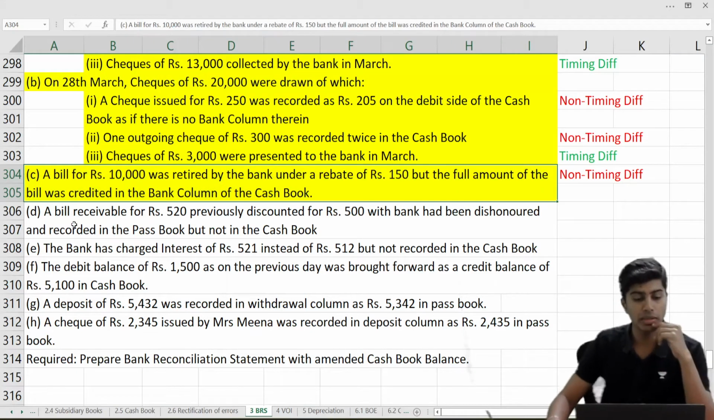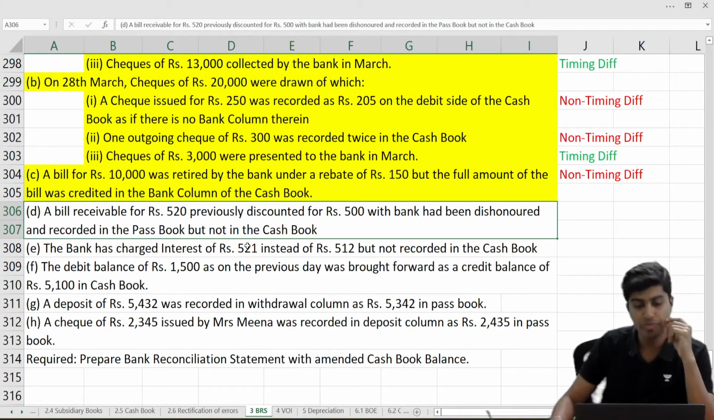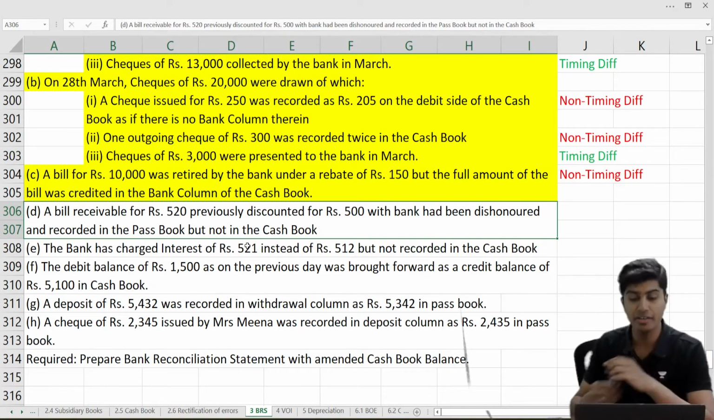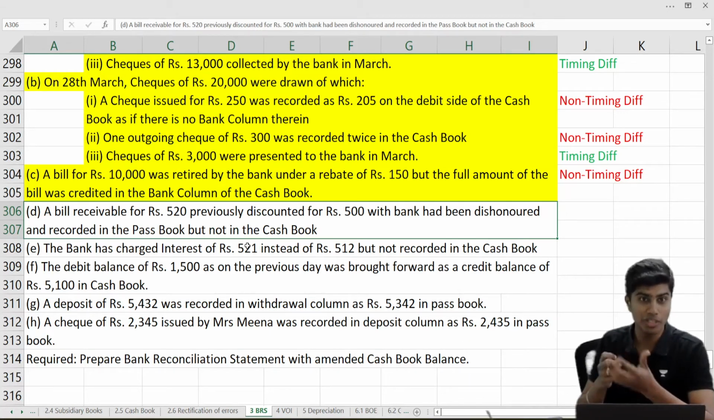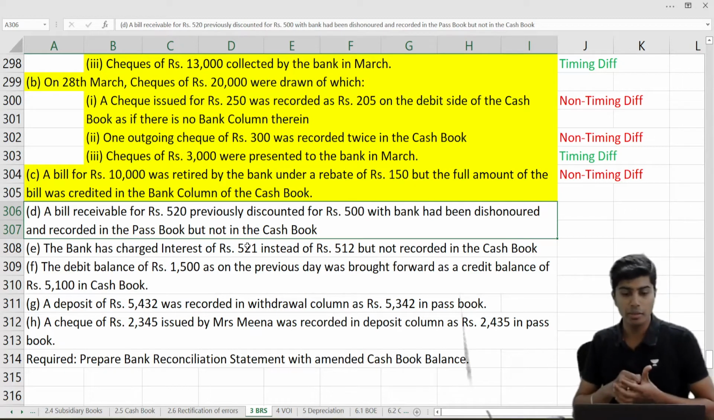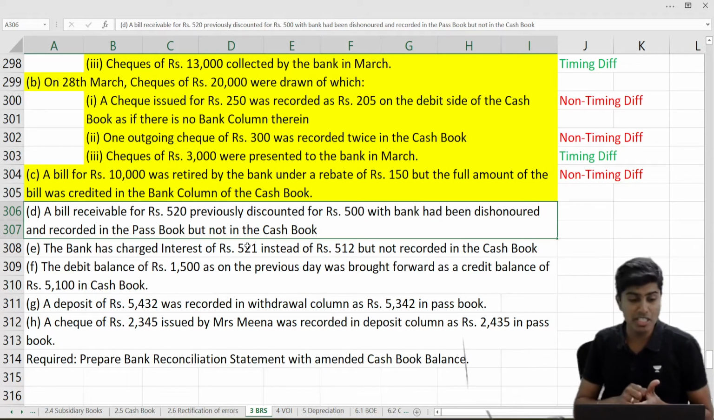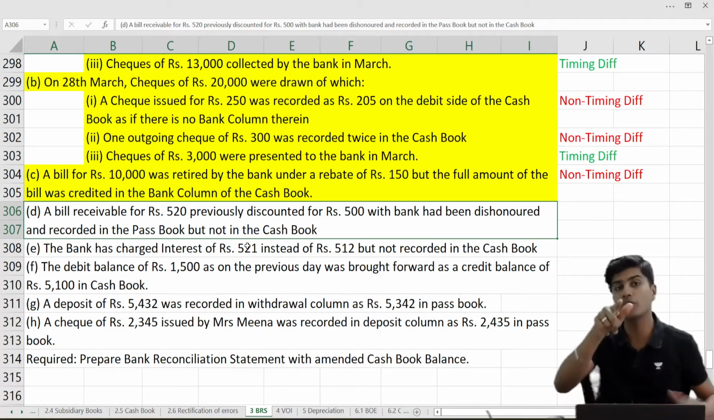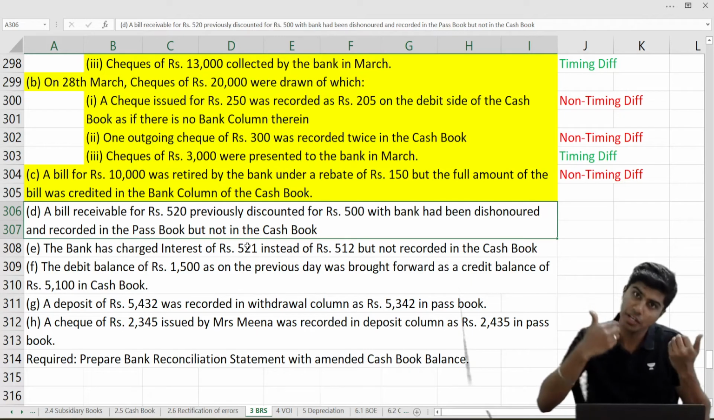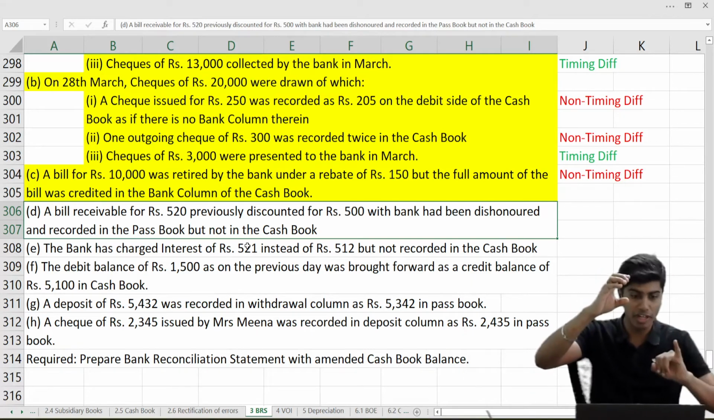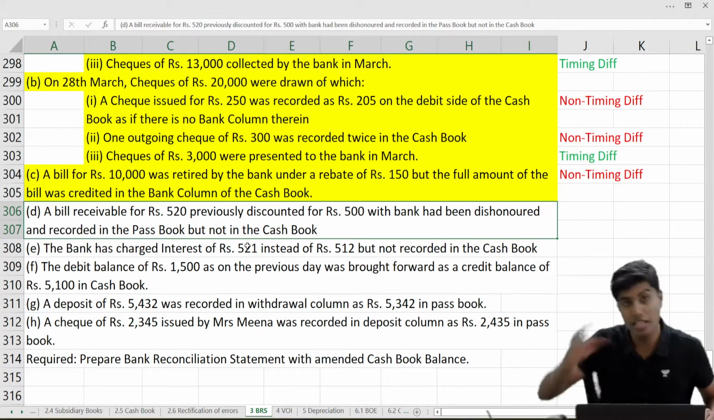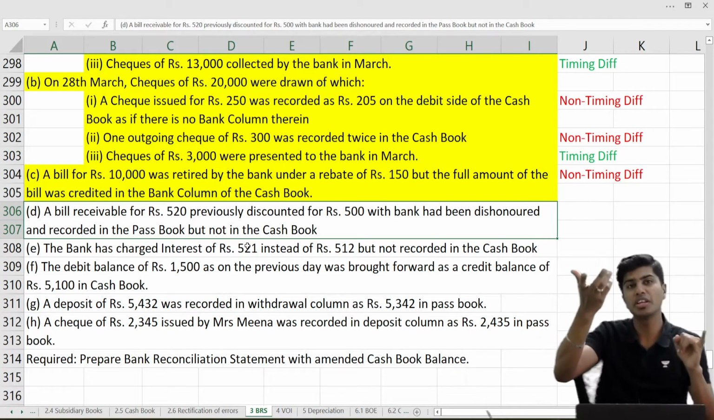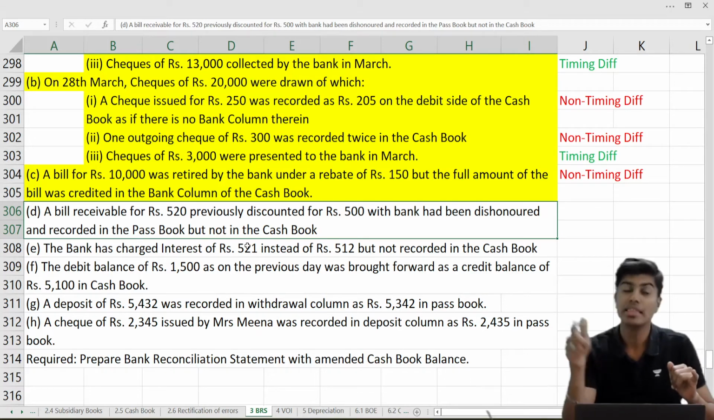Let me now go to D part. A bills receivable of rupees 520 previously discounted for rupees 500 with the bank had been dishonored. Okay, previously you discounted it to the bank. You gave the bill worth 520 to the bank, and the bank has given you 500 rupees. This has been dishonored, in the sense the bank has cut money. 520 rupees of our bank balance has been deducted, so the balance as per passbook has reduced by 520. This has been recorded in the passbook but not recorded in cash. This is a bill discounted dishonored, and it has to be recorded in cash.